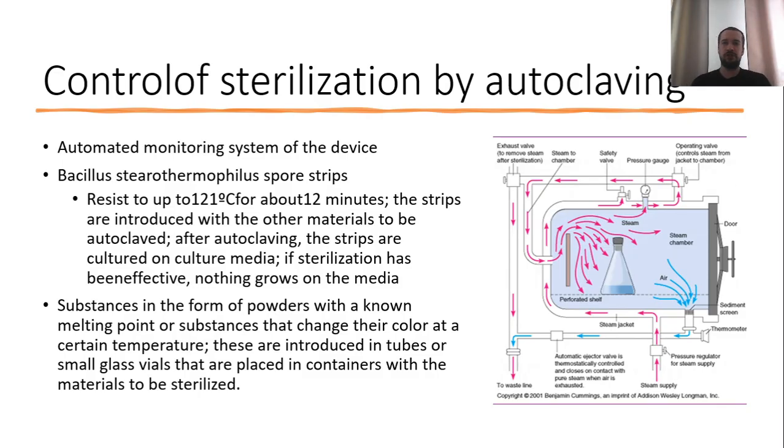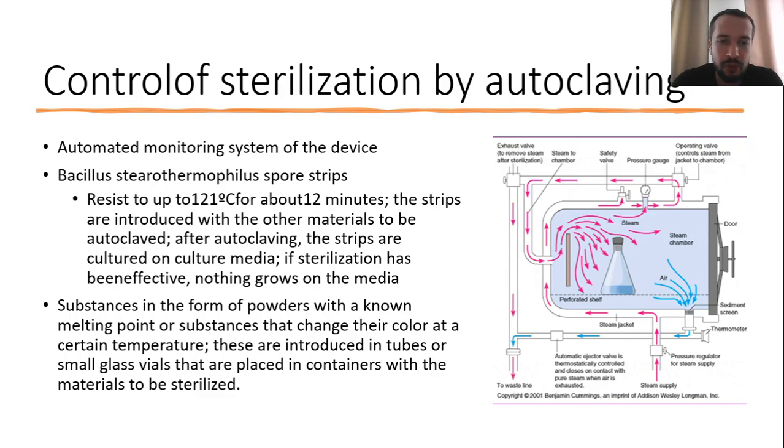Control of sterilization by autoclaving. Automated monitoring system of the device. Bacillus thermophilus spore strips resist up to 121 degrees Celsius for about 12 minutes. The strips are introduced with the other materials to be autoclaved. After autoclaving, the strips are cultured on culture medium. If sterilization has been effective, nothing grows on the media.